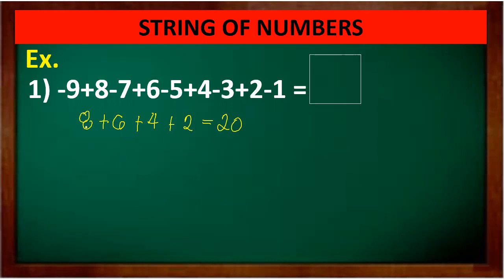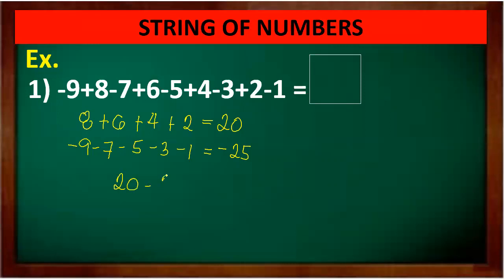Now, let's combine all the negative signs. We have negative 9, minus 7, minus 5, minus 3, and minus 1. Okay, so if we are going to add all this, 9 plus 7, that is 16. 16 plus 5, that is 21. 21 plus 3, that is 24, plus 1, that is 25. You carry the negative sign, that is negative 25. Okay? So, now, let's solve. Na-combine na natin lahat ng positive. Na-combine na din natin lahat ng mga negative. So, let's solve this. Yung third step natin.